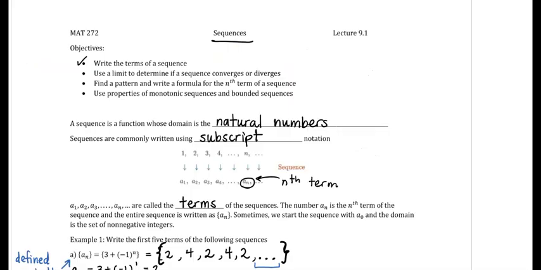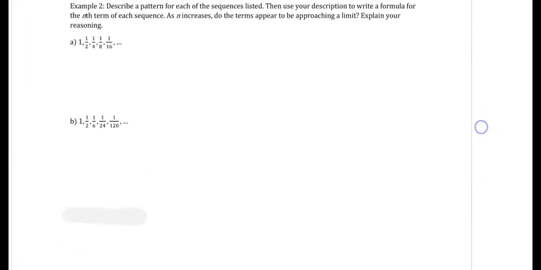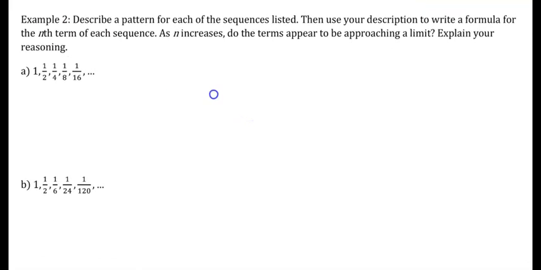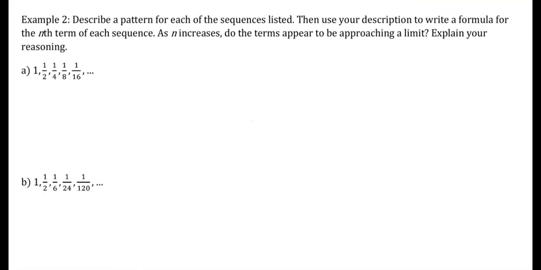Now we are going to jump to our third objective and write a pattern for the nth term of a sequence. So in our second set of examples, we start off with the terms of the sequence, and we want to figure out a formula to come up with where these terms came from. So when I look at example 2a, I can see that all of the numerators in this sequence are 1. So I can just go ahead and stick a 1 into the numerator.